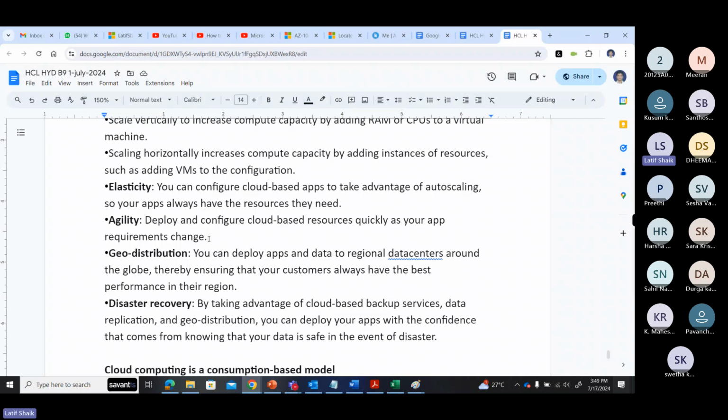Geo distribution and disaster recovery, those things I also told. On-premises data centers are geo isolation type. What is geo distribution? The cloud service providers, generally the top level cloud service providers like AWS?